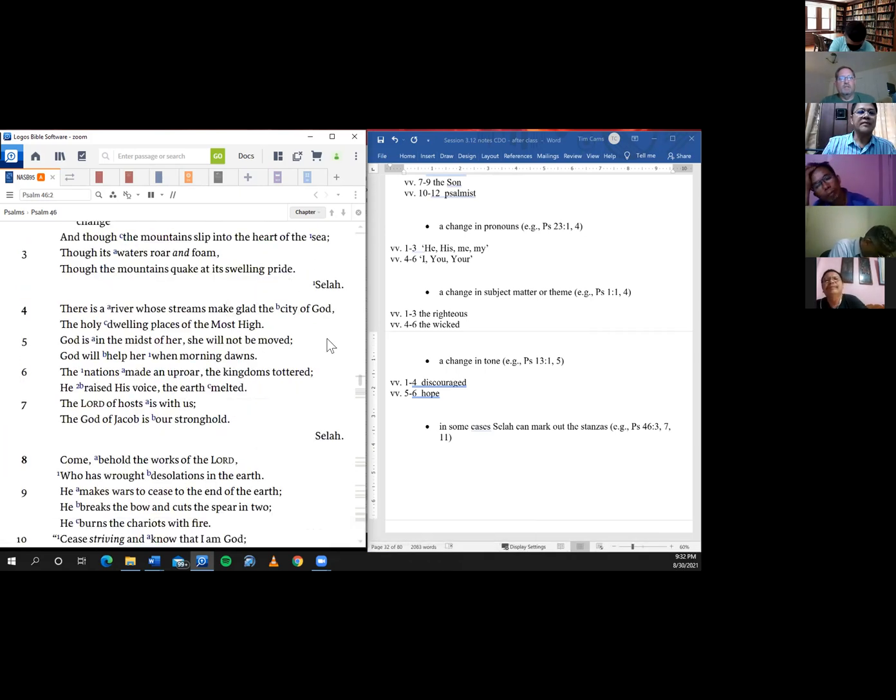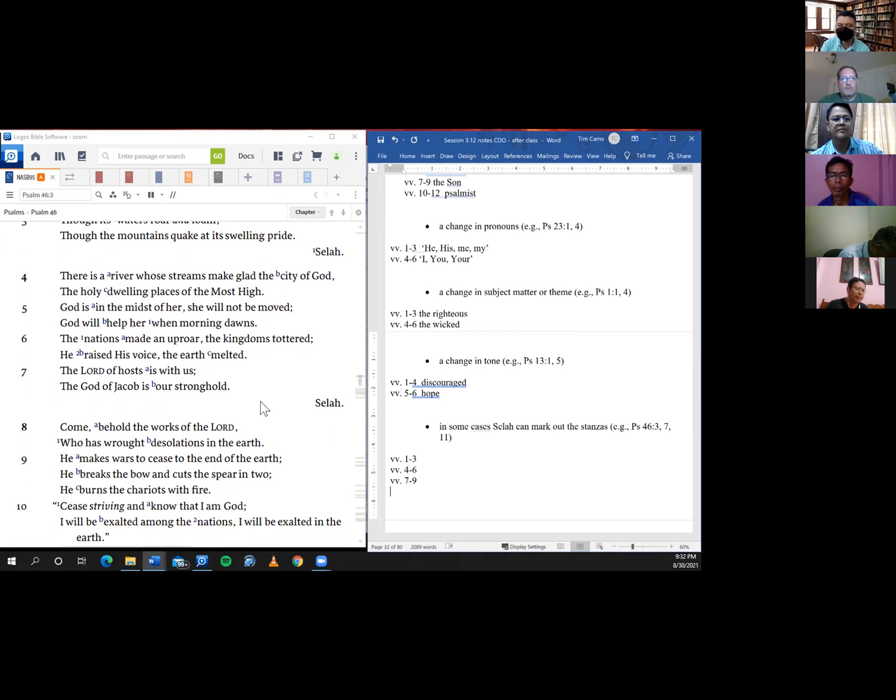So in this case, I think the Selahs do help us to see verses 1 to 3, verses 4 to 6, verses 7 to 9. But also notice the refrain is here and a change in tone. All right, so in some cases it's the Selah, but not always. So don't assume that.